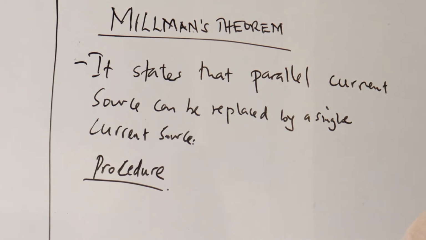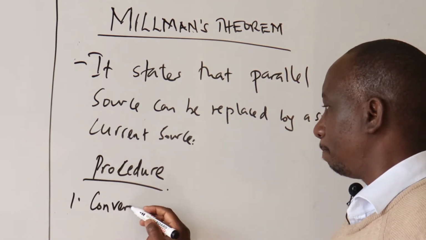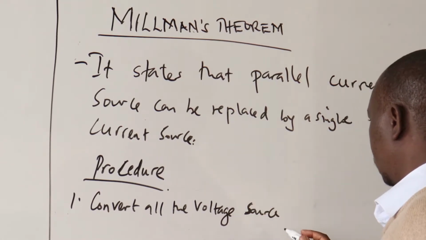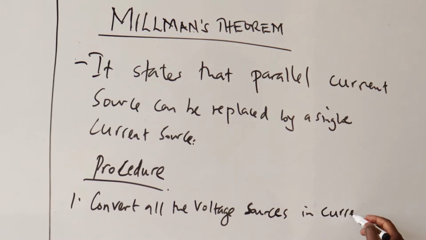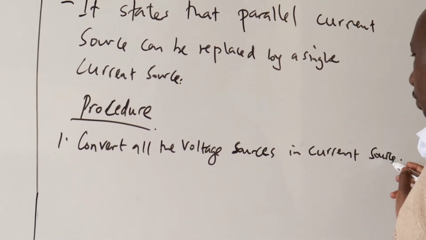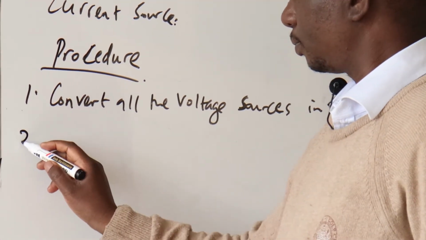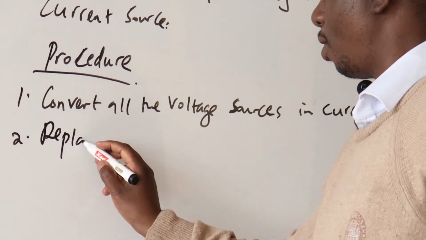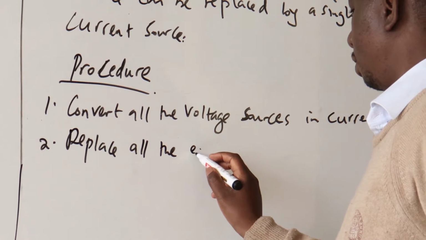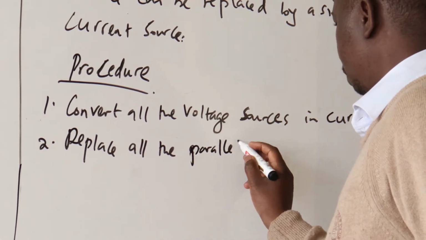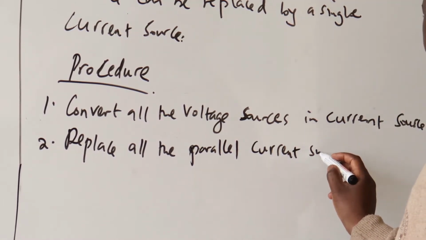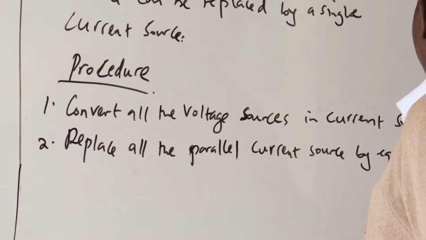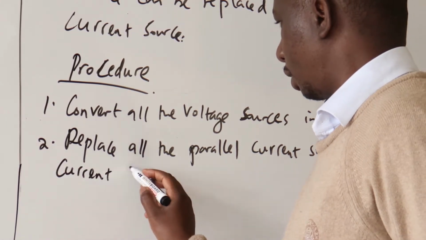The procedure number one is convert all the voltage sources into current sources. Procedure number two is replace all connected parallel sources by a single equivalent current source. Replace all the parallel current sources by an equivalent current source.